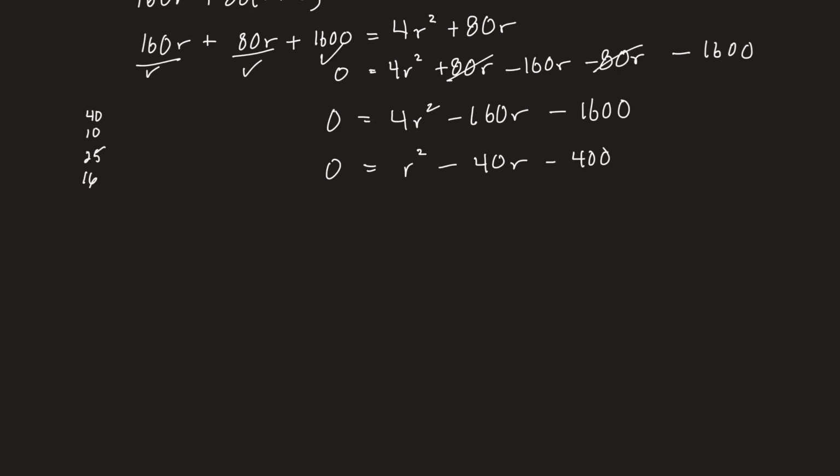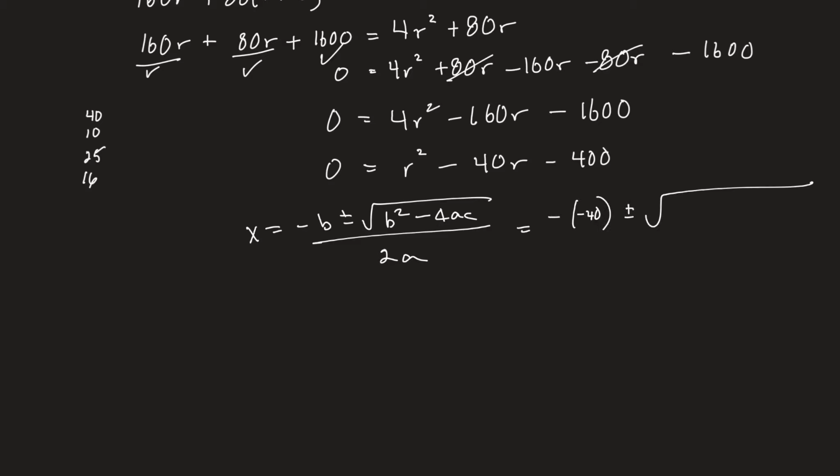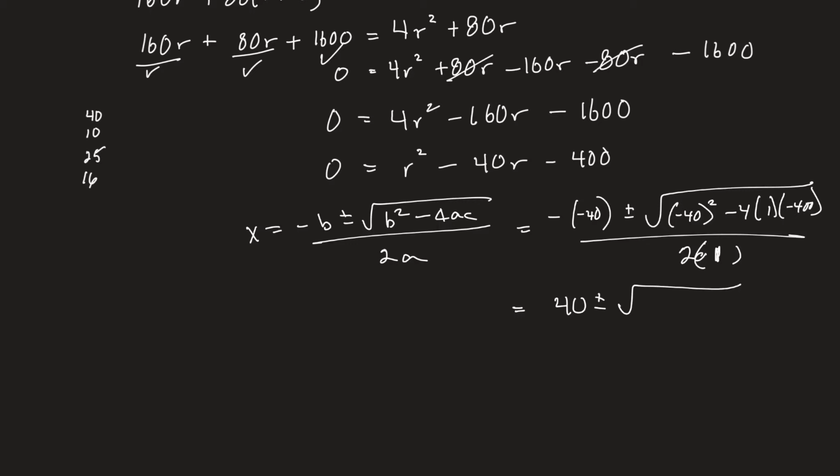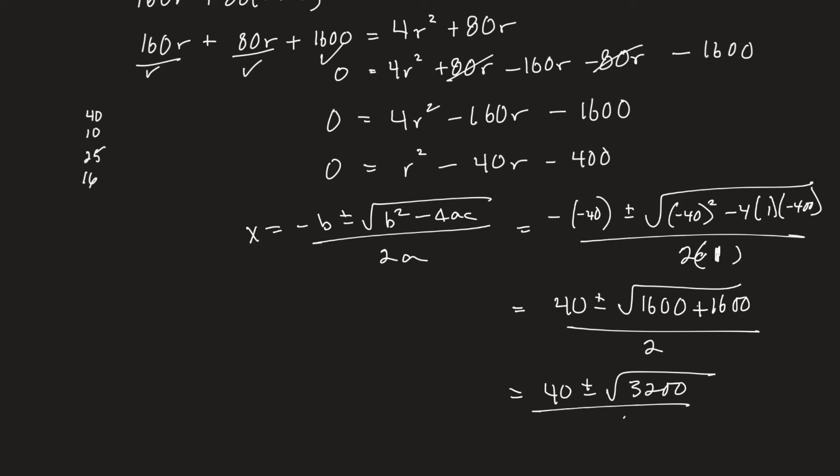If you can't factor it, then away you go with the quadratic formula. Negative b plus or minus the square root of b squared minus 4ac, all over 2a. So negative negative 40 plus or minus the square root of negative 40 squared minus 4 times 1 times negative 400, all over 2 times 1, since a is 1. So it'll be positive 40 plus or minus the square root of 1600 plus 1600, I think that's right, all over 2. So it's 40 plus or minus the square root of 3200, all over 2.